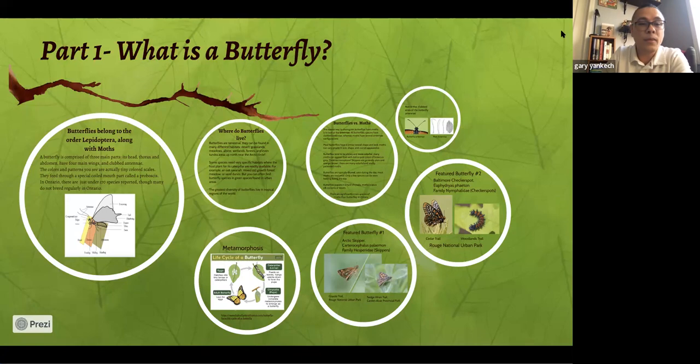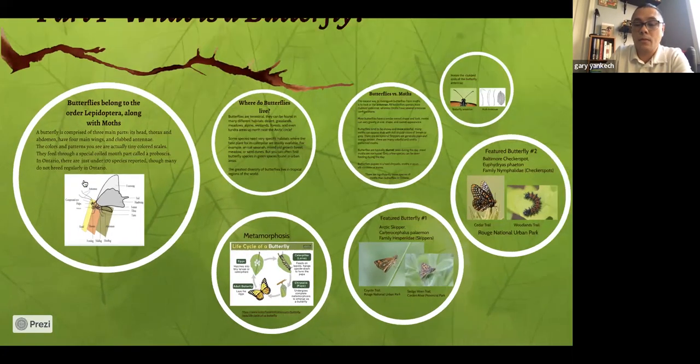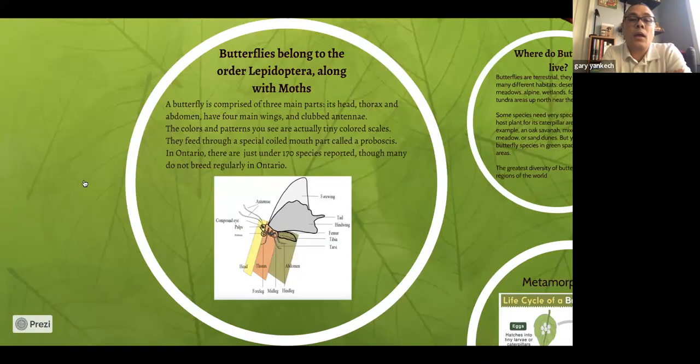Okay, so here we go. Butterflies and moths belong to the order Lepidoptera. And just like insects, butterflies are comprised of three parts. They have their head, the thorax, and the abdomen. And of course, they have their 6 legs, and they do have 4 main wings.